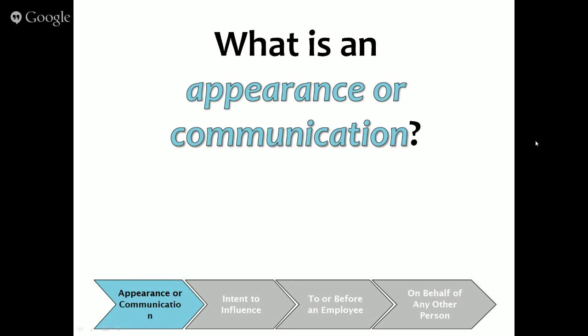Interesting. Now, I don't want to go into it here today, but I do want to let you know that we talk about intent to influence, because the appearance or communication isn't enough. The appearance or communication also has to be with the intent to influence. There are certain times when you could be making a communication and it wouldn't be with the intent to influence. There are times when you could appear before government employees and there wouldn't be an intent to influence, and the intent to influence has to be there.